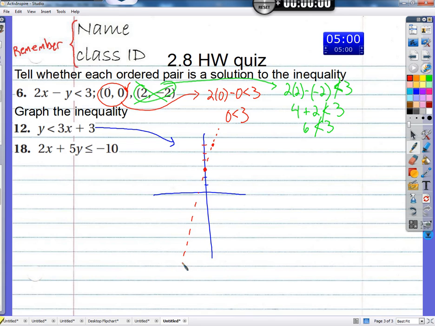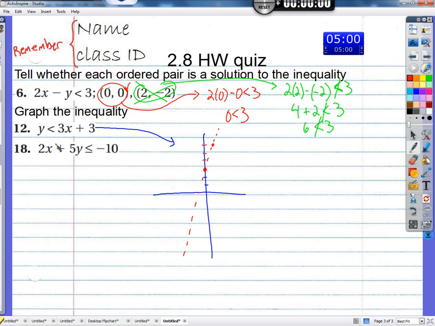Okay, so what we did just now is just graph a line. We started using the y-intercept. We used the slope of 3 over 1 and made another point. And why is this line dotted rather than solid? Not equal to. This inequality does not include the possibility that they're equal to each other.